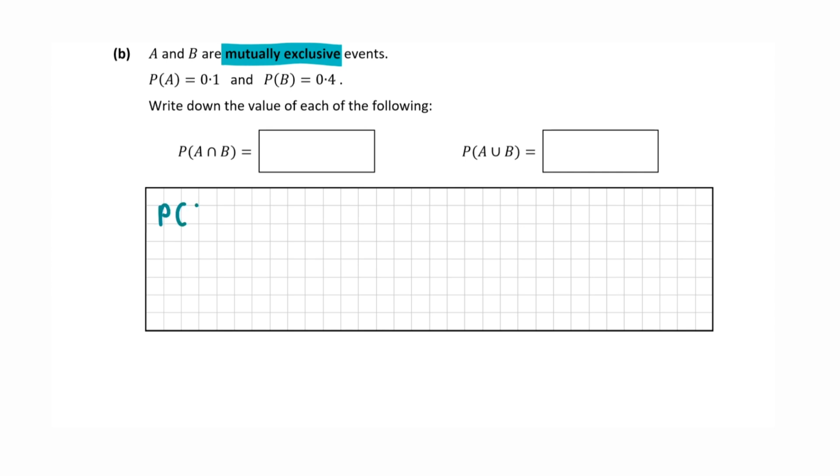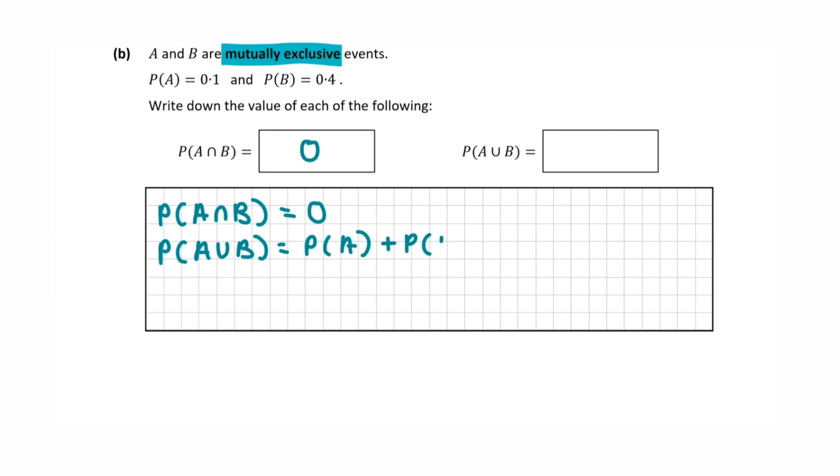So if we look at the probability of A intersection B, if these events can't occur at the same time, then that's just going to be 0. So that's your first answer. And then when we look at the probability of A union B, this will be the probability of A plus the probability of B, and we know that our intersection is just going to be 0. So this will be 0.1 plus 0.4, which is equal to 0.5. So that's your second answer. So to get both of them answers, you get a total of 5 marks.